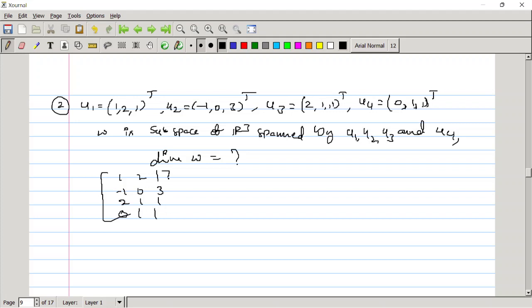To convert this matrix into row echelon form, we have to make the elements below the diagonal zeros. We have to make these elements, the elements in the red mark, zeros, and this element also. So this is the diagonal. We have to make the elements below that diagonal zeros.